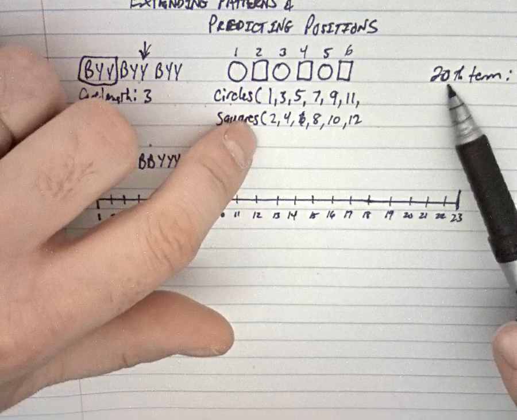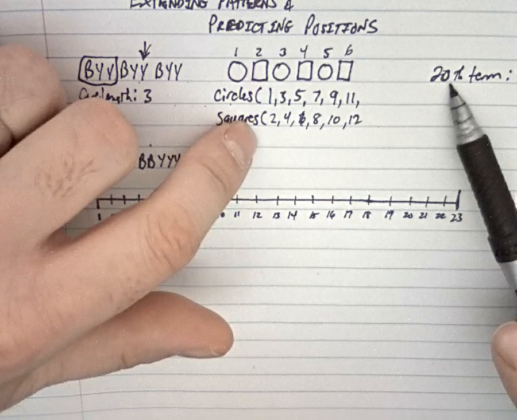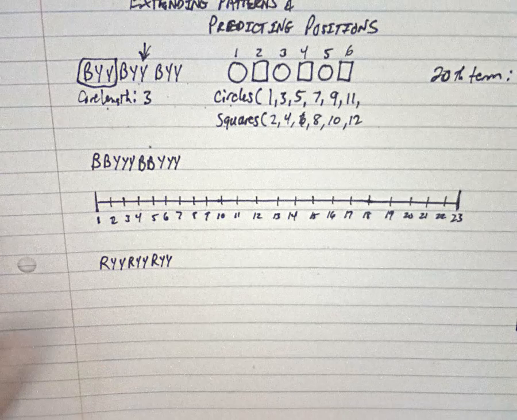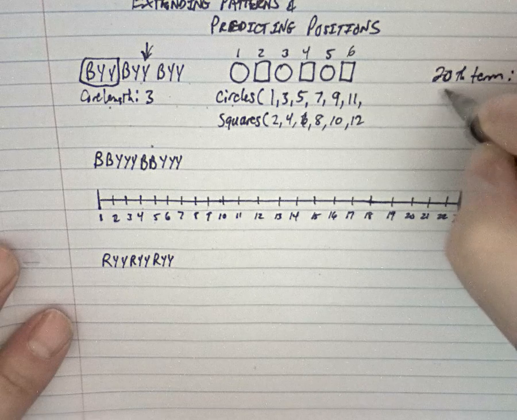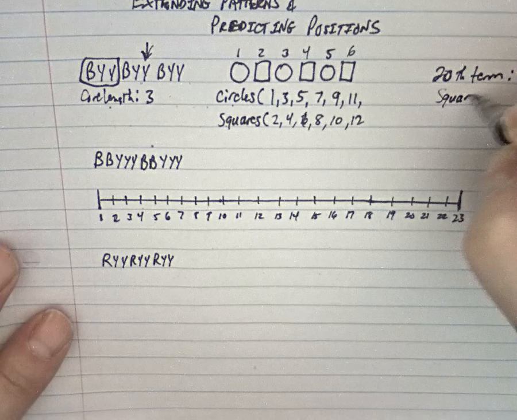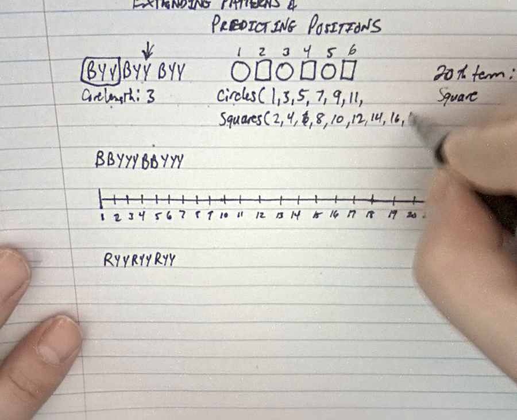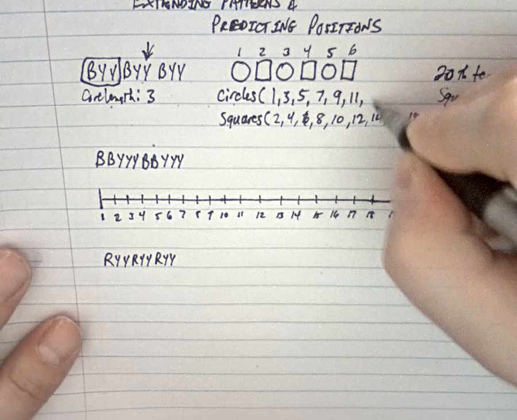What's the 20th? 20 is an even number. So what would the 20th term be? The 20th term would be a square. Let's keep going: 14, 16, 18, 20.